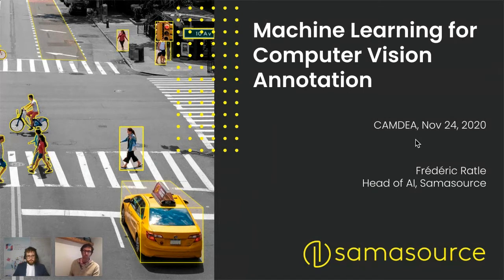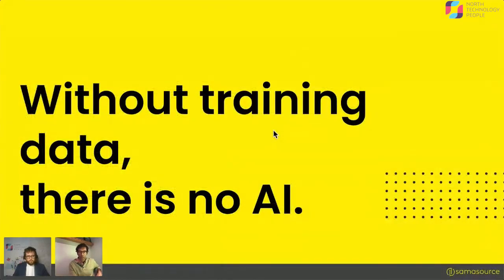Many of you may not be familiar with Samasource. We're actually a bit over 11 or 12 years old, but we started the office in Montreal relatively recently. As you may have guessed, we are primarily an annotation company for computer vision, because without training data, there's no AI, there's no machine learning, there's no computer vision. So you all know that.